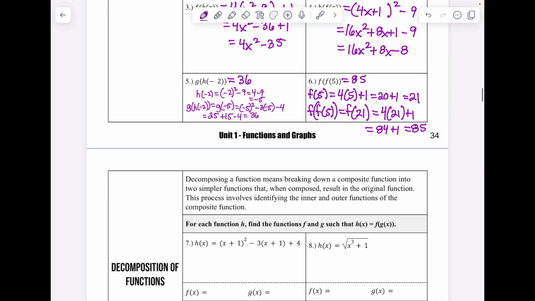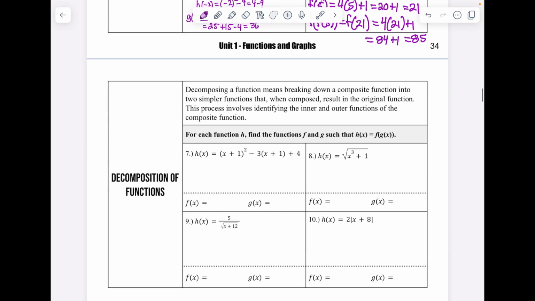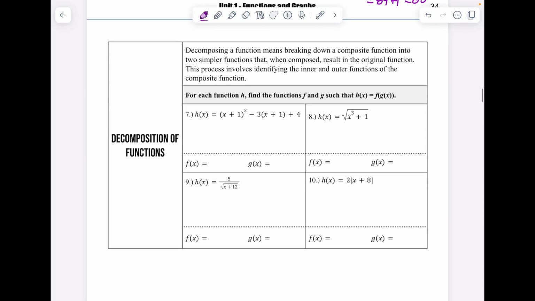All right, so that's composition of functions, where we're inserting one function inside of another. The opposite of that is called decomposing, or decomposition of functions. So decomposing a function means breaking down a composite function into two simpler functions that, when composed, result in the original function. This process involves identifying the inner and outer functions of the composite function.